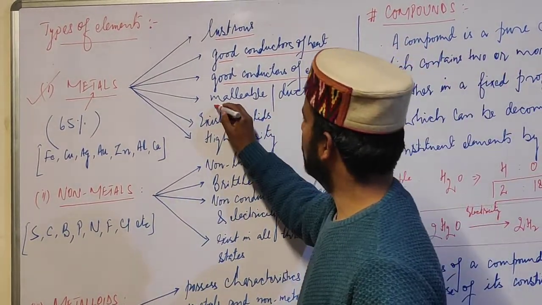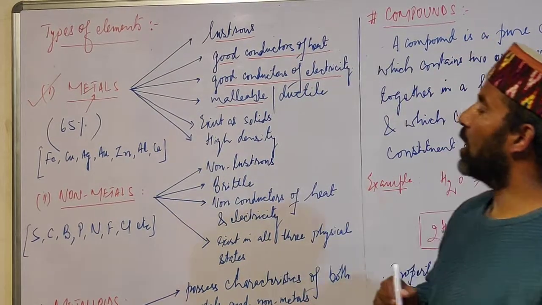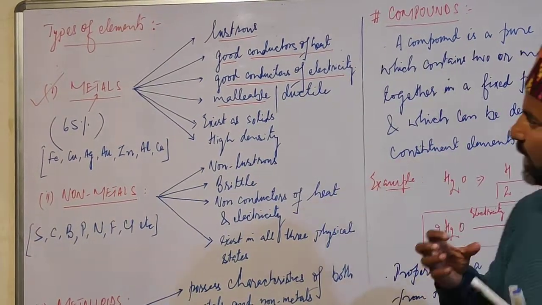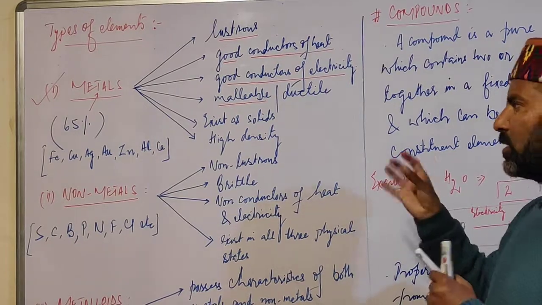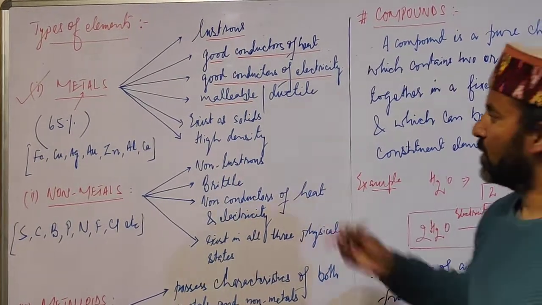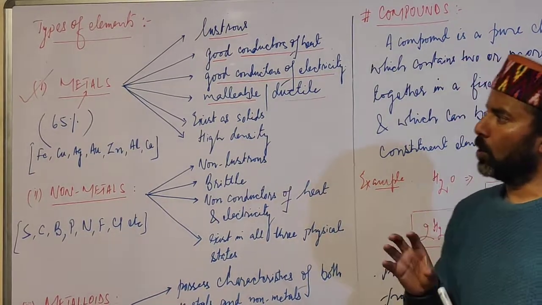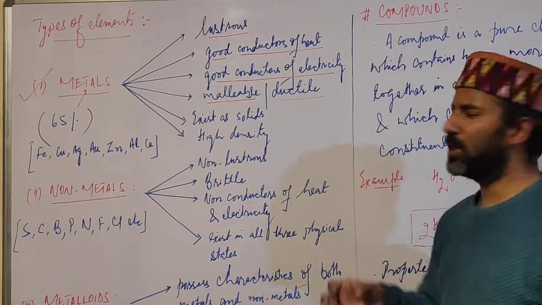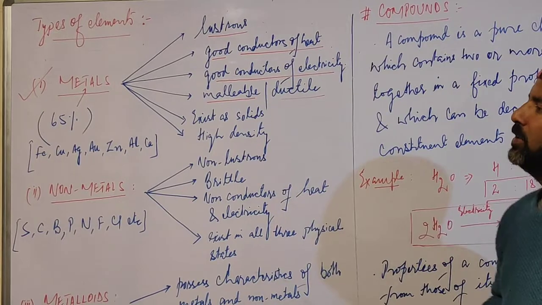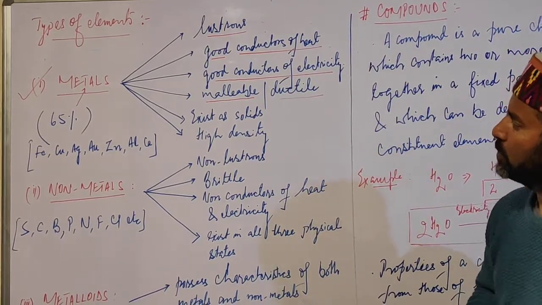Then next, metals are malleable. That means they can be beaten up into sheets. And they are ductile also, which means they can be drawn into wires like copper wires, aluminium wires. They all are what? Made from metals.